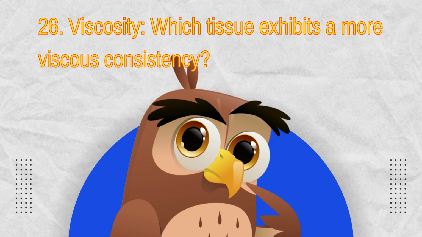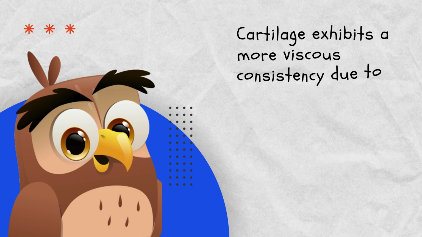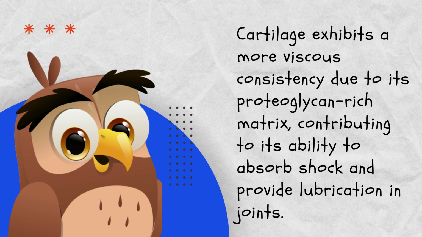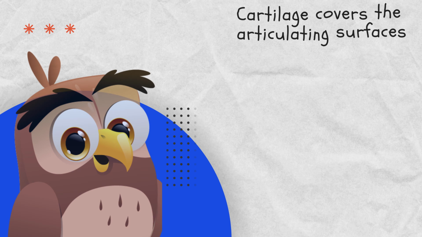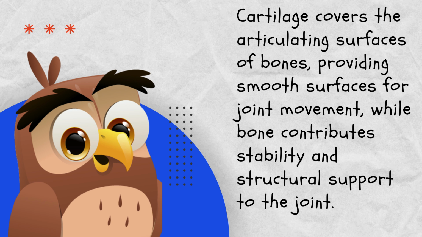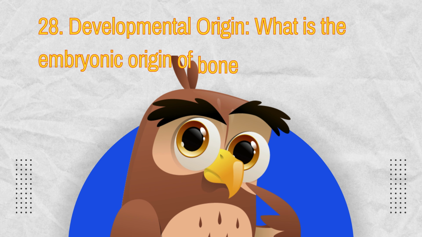26. Viscosity. Which tissue exhibits a more viscous consistency? Cartilage exhibits a more viscous consistency due to its proteoglycan-rich matrix, contributing to its ability to absorb shock and provide lubrication in joints. 27. Joint function. How do cartilage and bone collaborate to facilitate joint function? Cartilage covers the articulating surfaces of bones, providing smooth surfaces for joint movement, while bone contributes stability and structural support to the joint.